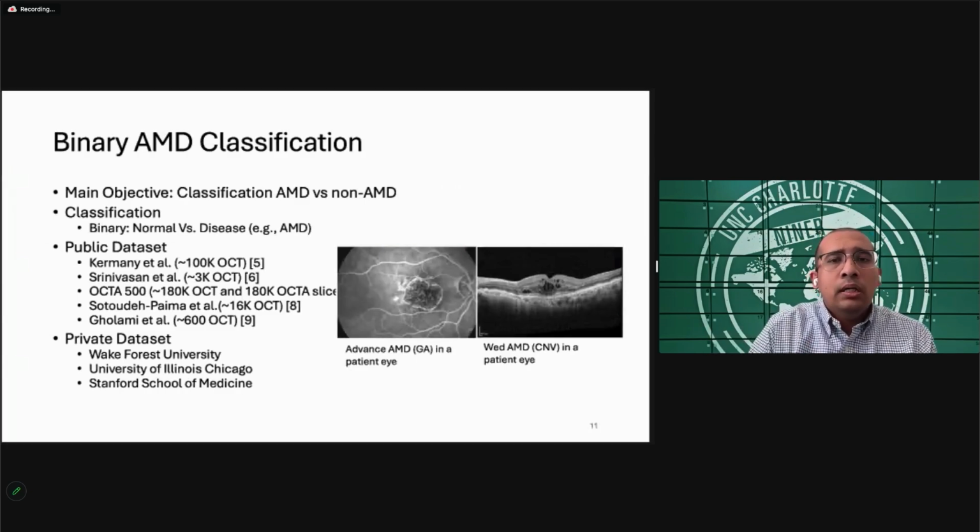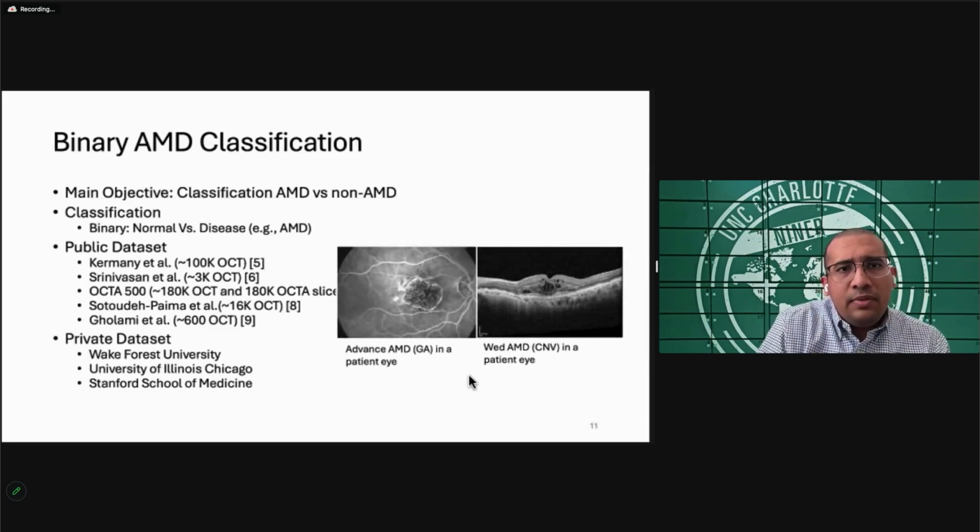So that brings into the first project that I'm going to talk about. The real goal was basically to see how federated learning models compare against local and central models. So the objective was identifying AMD versus non-AMD patients using a bunch of public and private data sets. Fortunately, there are a couple of open source data sets in OCT shared by researchers. And then we have collaboration at North Carolina with Wake Forest, and then Illinois and Stanford, where we got a bunch of OCT images with a wide spectrum of AMD labels.